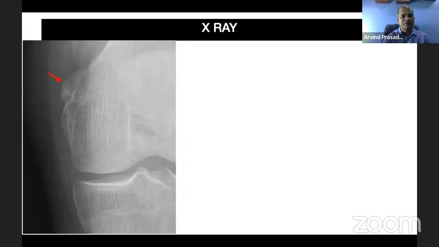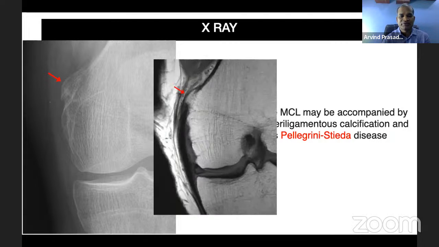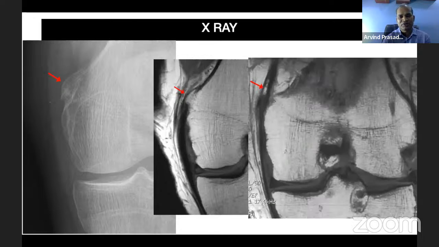Then in the diagnosis, X-ray is another important point, particularly in the chronic MCL tear. If you can see such calcification, this is called Pellegrini-Stieda disease because of the chronic MCL injury. There will be calcification around the MCL at the medial epicondyle area, or many a time there will be continuity of this calcification into the adductor magnus.